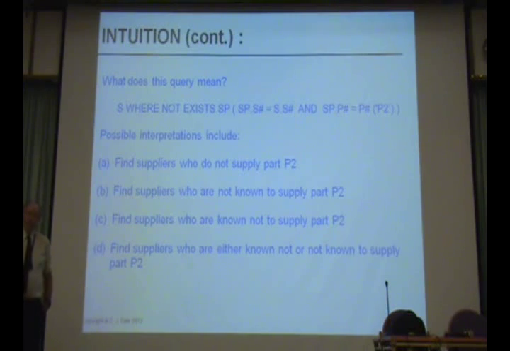What does that query mean? Well, basically, we're asking for suppliers where there's no shipment connecting them to part 2. In other words, loosely, suppliers who do not supply part 2. So the question is, what does the query mean? There are several possible interpretations. The first is what I just said. Find suppliers who do not supply part 2.